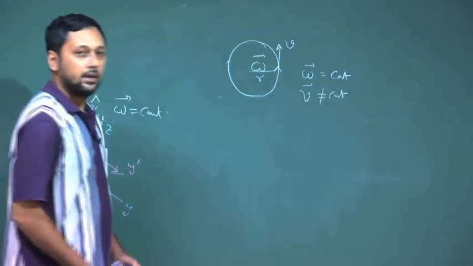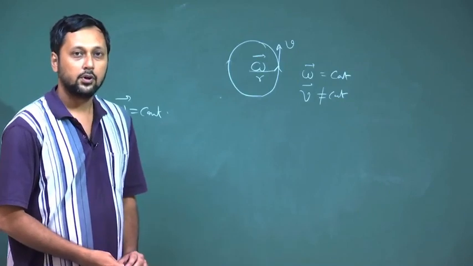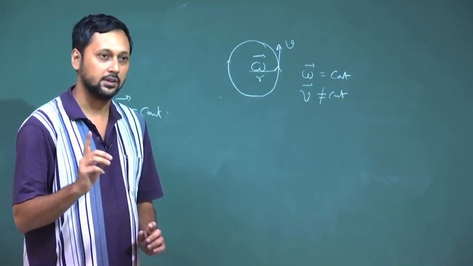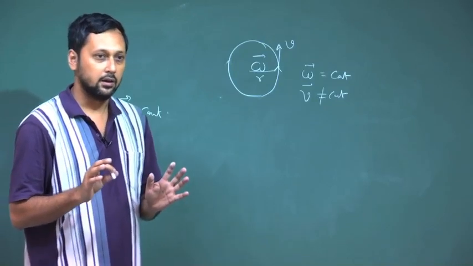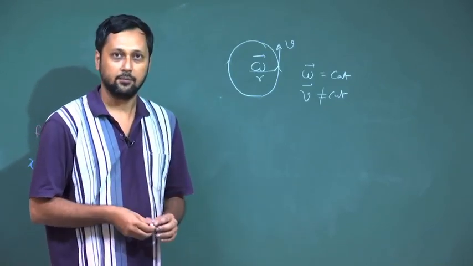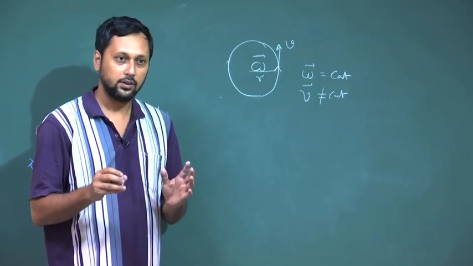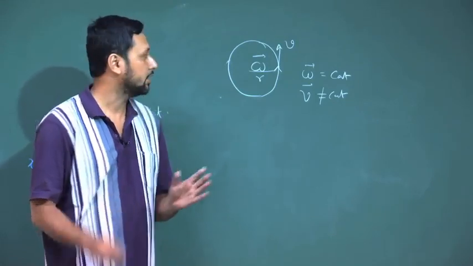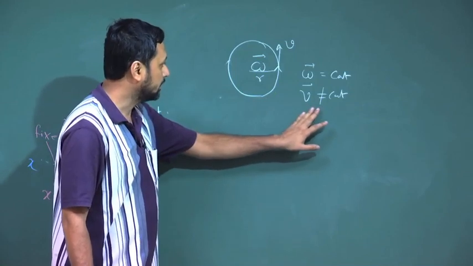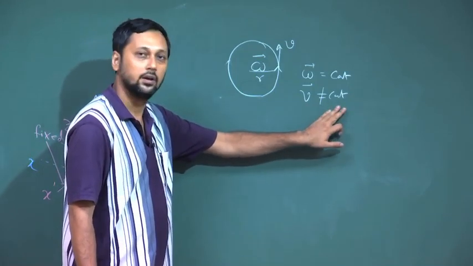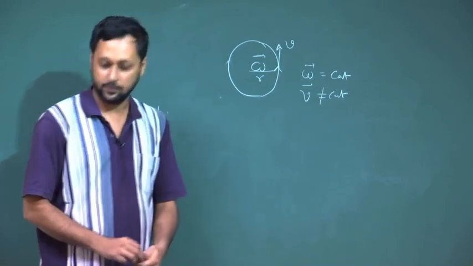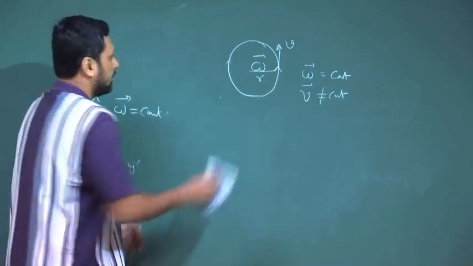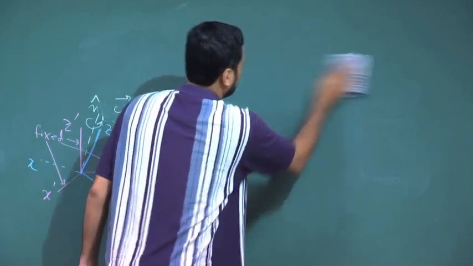So that is why a uniform rotation around a fixed axis with a uniform angular speed does not mean that it is an inertial frame, inertial system. A rotational motion will always give rise to a linear velocity which is not a constant with time. So that means there is always a pseudo force acting on this. So our job is to find out the pseudo force.